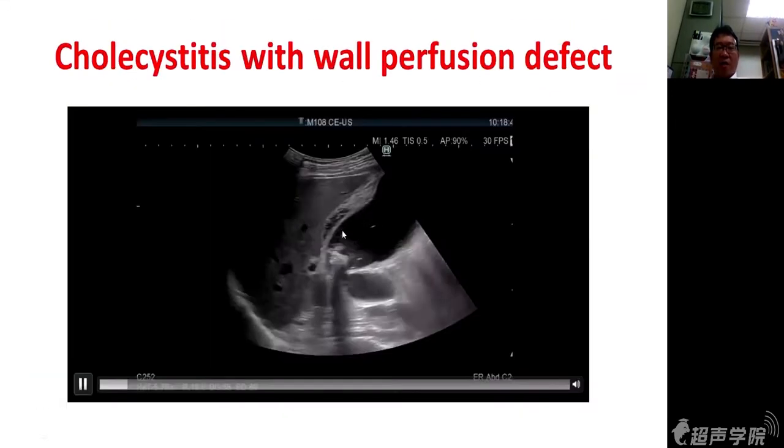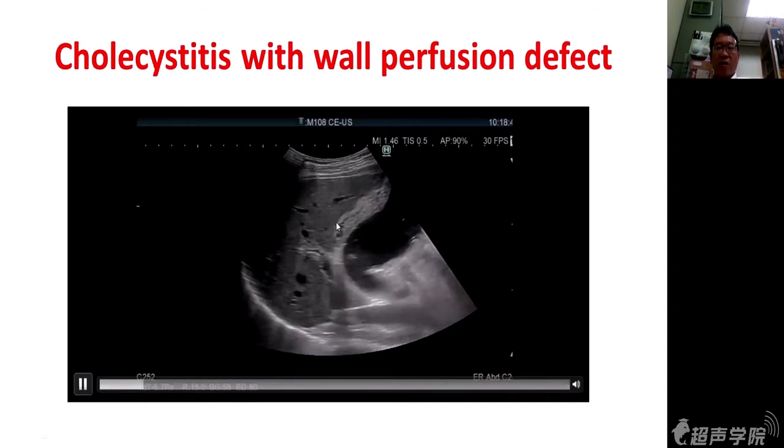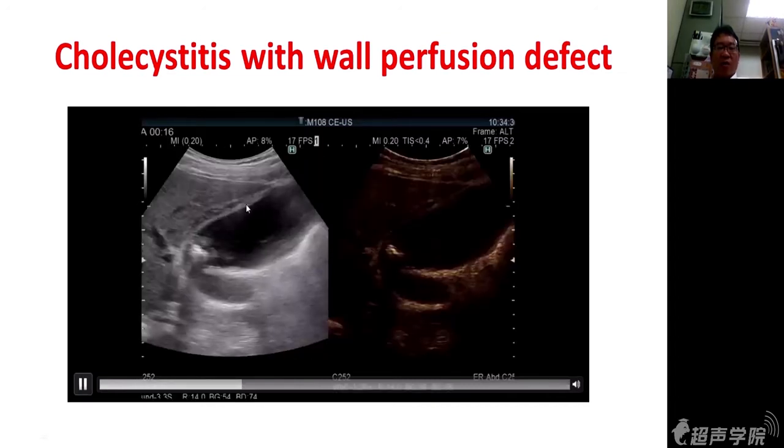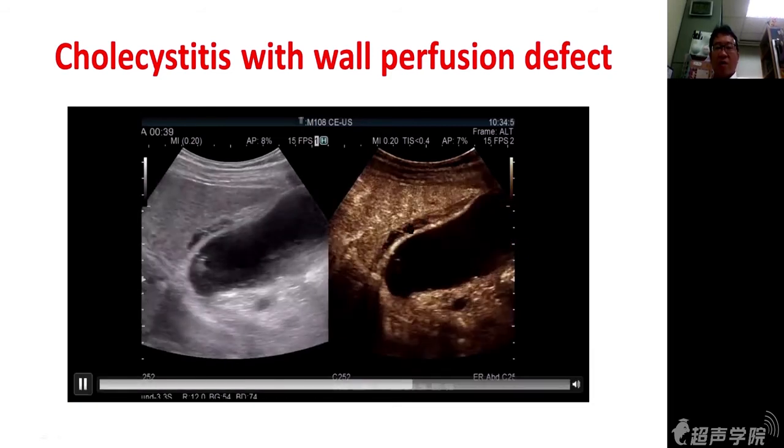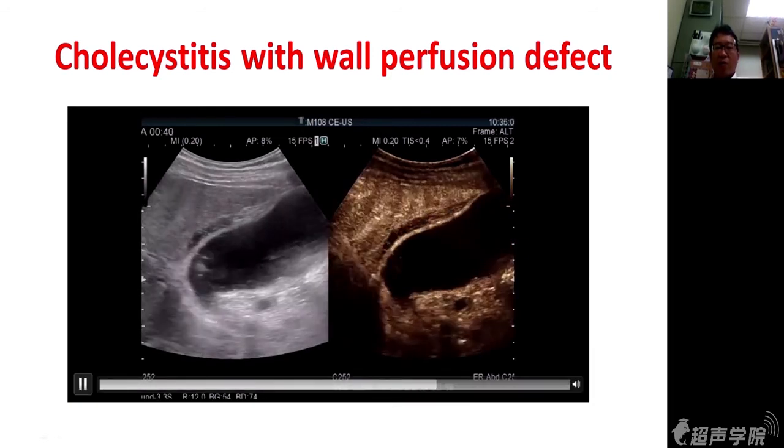And this is our case. You can see there is wall thickening with a hypoechoic layer. After the injection, you can see the perfusion of the wall: there is no perfusion in the gallbladder wall.